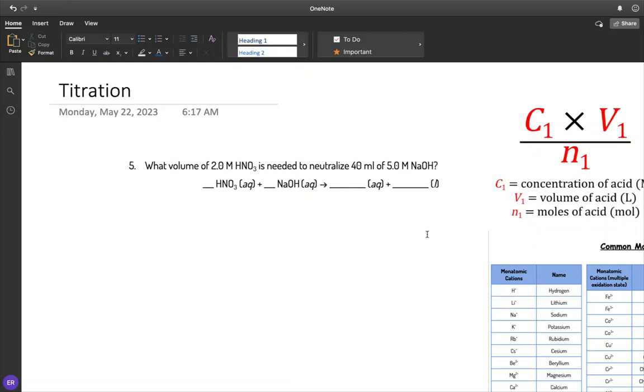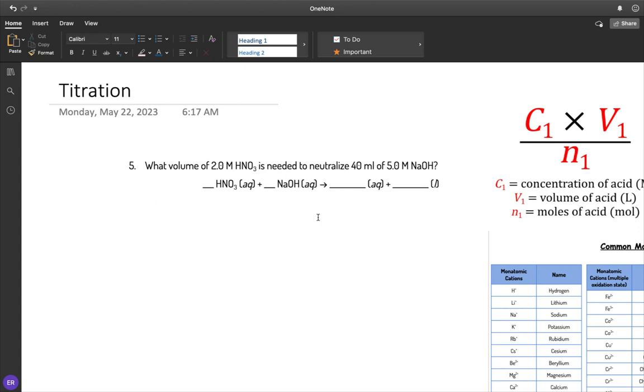All right, y'all. So as promised, here is number 5 of the titration practice problems. Number 5 says, what volume of 2.0 molar HNO3 is needed to neutralize 40 milliliters of 5 molar NaOH? So this one is a multi-step because, as you can see, we don't have any of the products. So we're going to have to predict the products. So that's step number 1. Step number 2 is balance the equation.